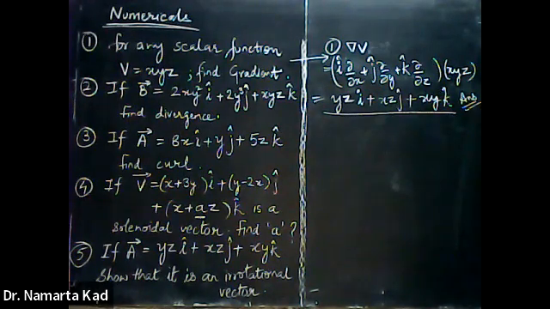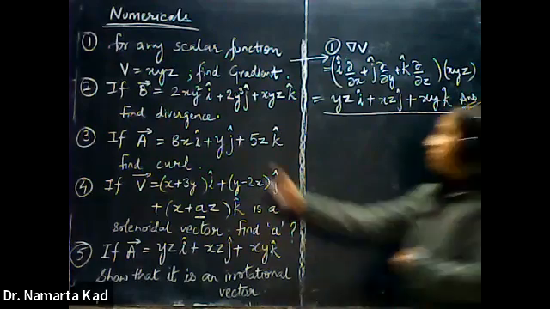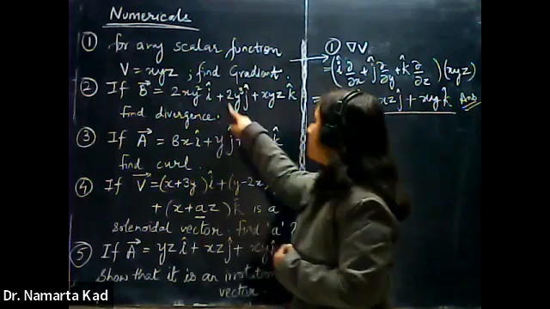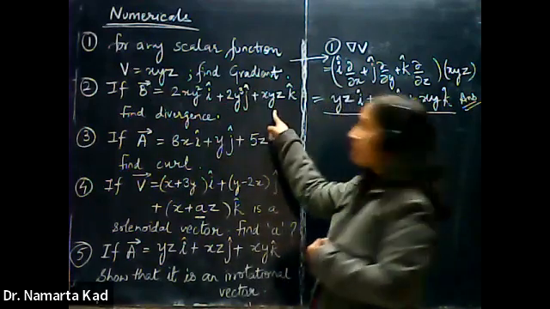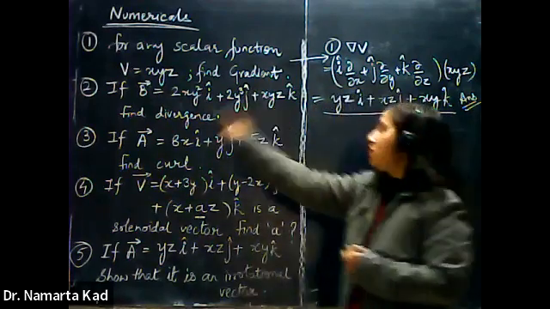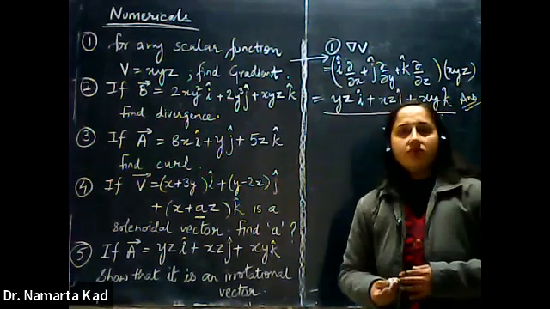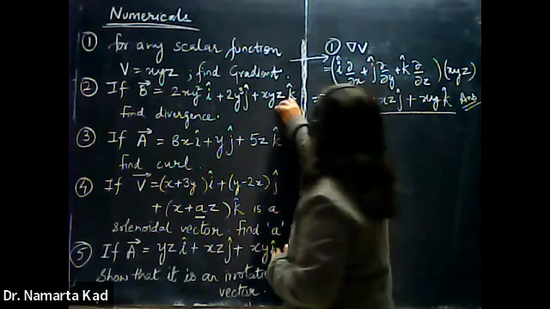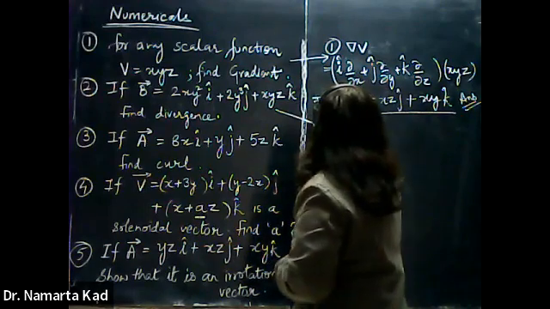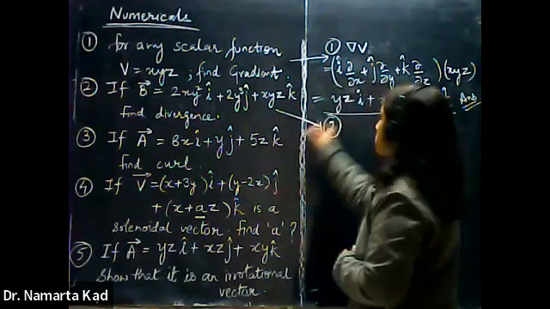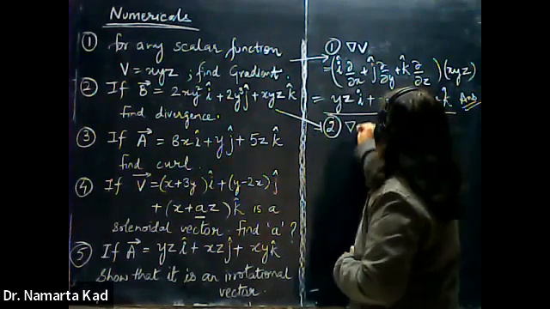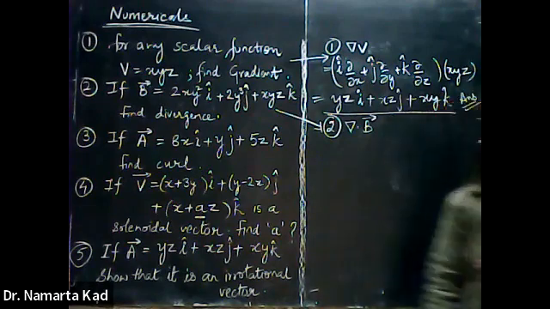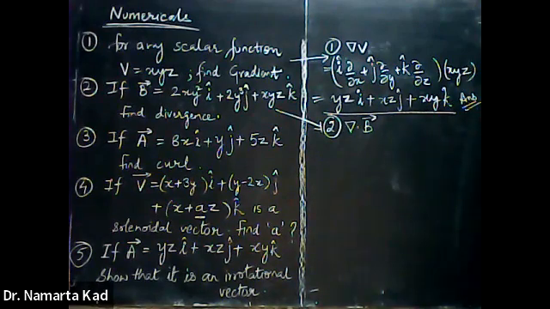And for the second question: if b vector equals 2xy square i cap plus 2y cube j cap plus xyz k cap, find the divergence. So what is divergence? Divergence is the dot product. So for the second question, we have to find out del dot b vector.